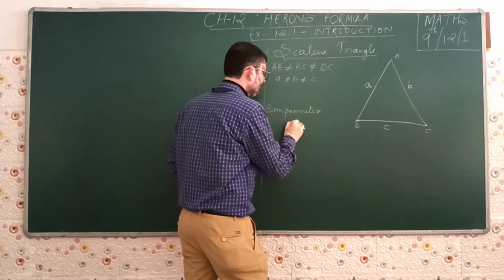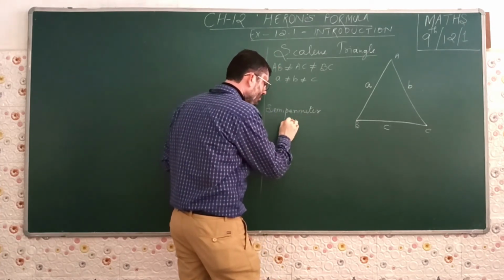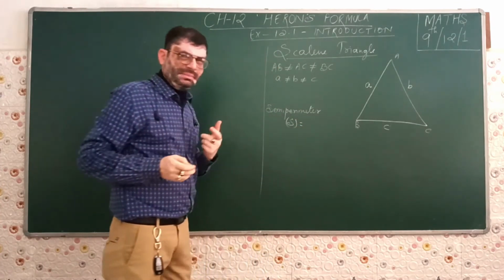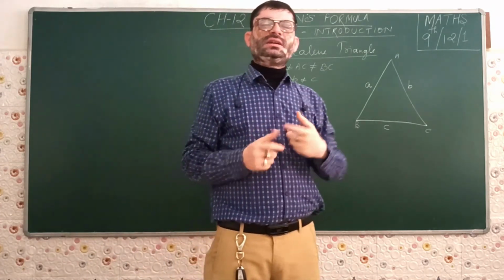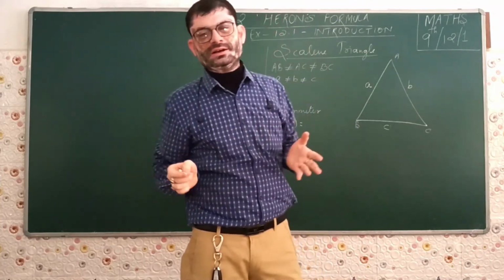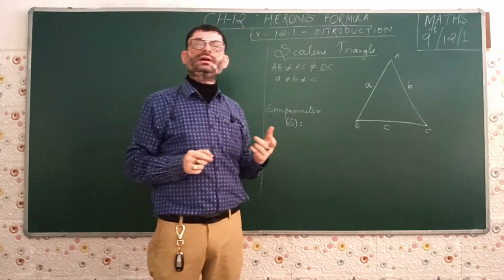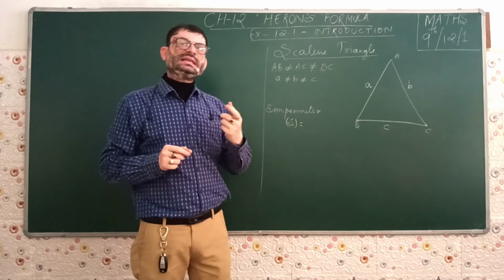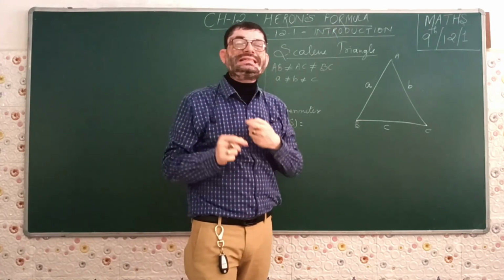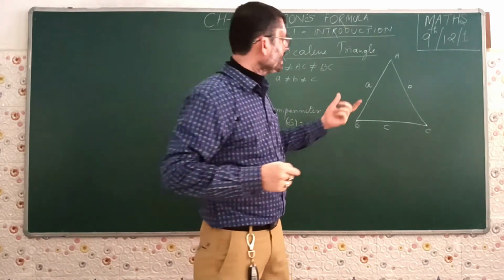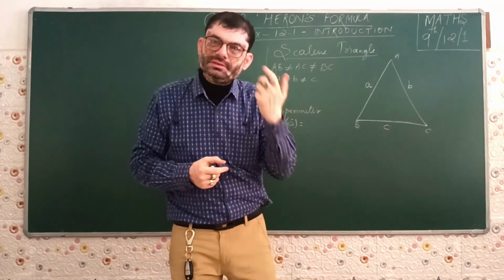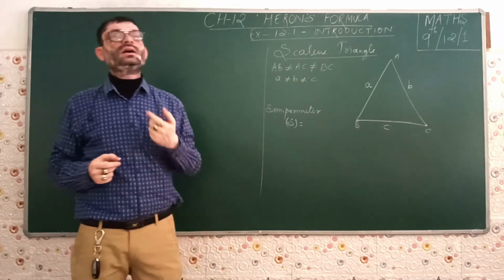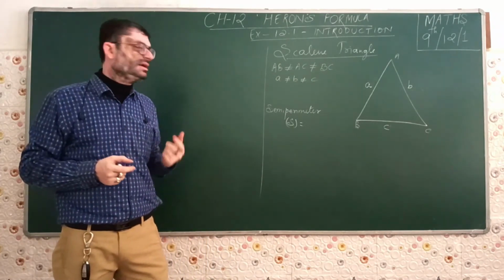Semi-perimeter of the given triangle is denoted by small s. What is perimeter? Perimeter means the boundary of any figure. Since we are talking about a triangle, perimeter means the addition of all three sides of the triangle: side A, side B, and side C. And semi means half. So semi-perimeter means half of the perimeter of the given triangle.